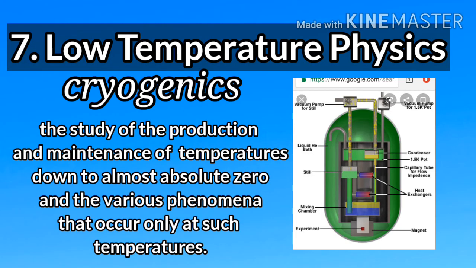Low temperature physics is also known as cryogenics, from the Greek meaning producing cold. Low temperatures are achieved by removing energy from a substance. The simplest way to cool a substance is to bring it into contact with another substance that is already at low temperature.